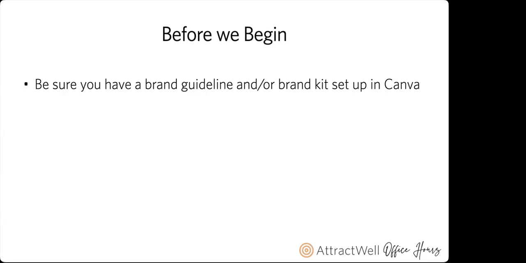All right, so before we get started, because this is a design workshop, we need to make sure we've got a couple of key things in place. Number one, I want you to make sure that you have a brand guideline, or if you don't have a brand guideline or you're not sure what that is, that you at the very least have a brand kit set up in Canva. Basically, what I'm advocating for here is that you've got all of your colors and fonts that you use for your brand in a place where they're easily accessible so that we can add them to other places that they matter.